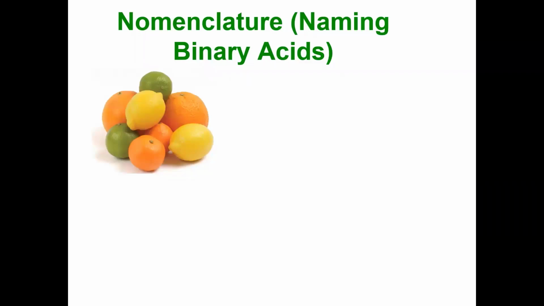In this video, we're going to continue our discussion on naming compounds. If you're following the format, you just finished going over naming binary covalent compounds, or you can think of it as binary molecular compounds. Well, there's a special type of binary covalent compound, and those are binary acids.